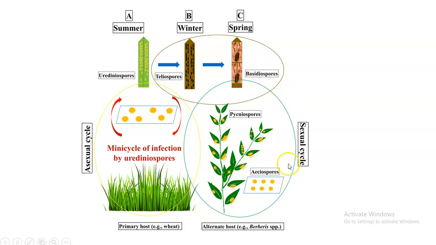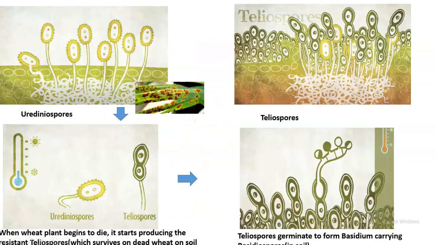But during the formation of basidiospores, you will be seeing that the two mycelium will be fusing together and will be giving rise to basidiospores. So this is in a nutshell. We'll be seeing everything in detail. So you can see that initially the life cycle begins with urediniospores or uredospores.